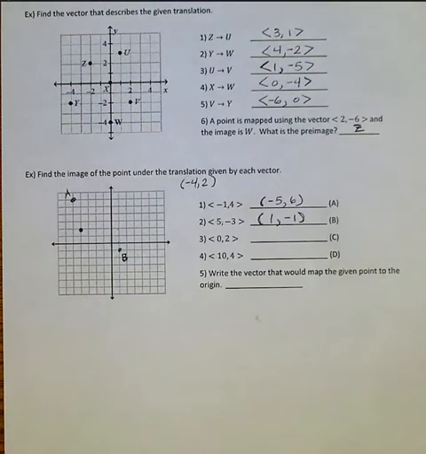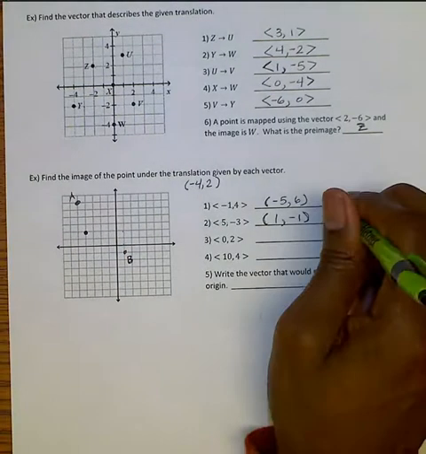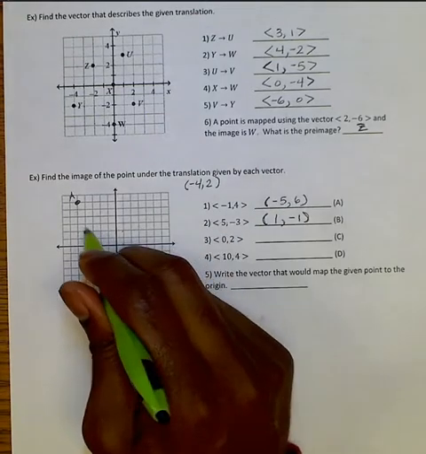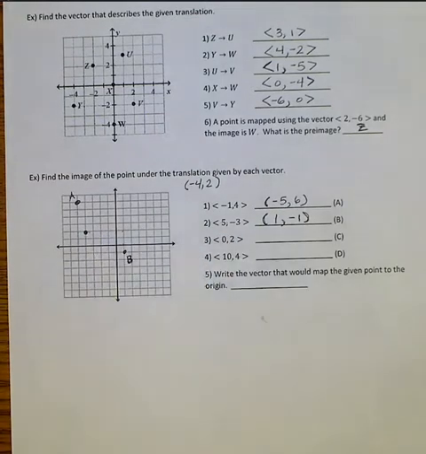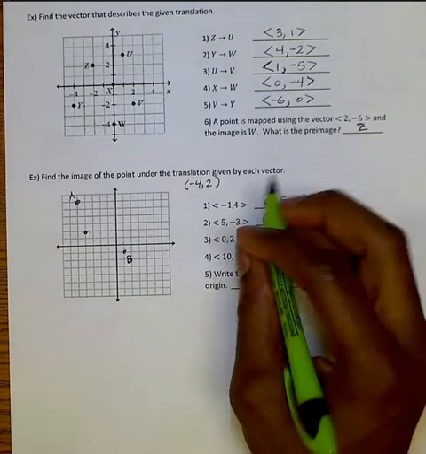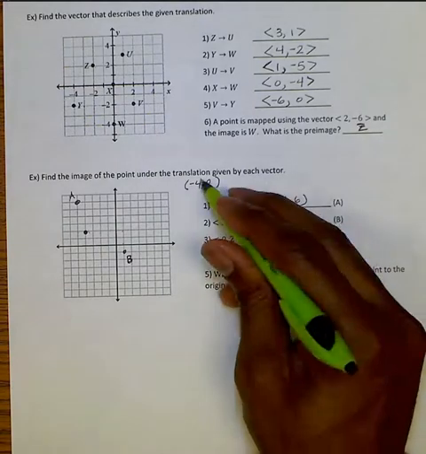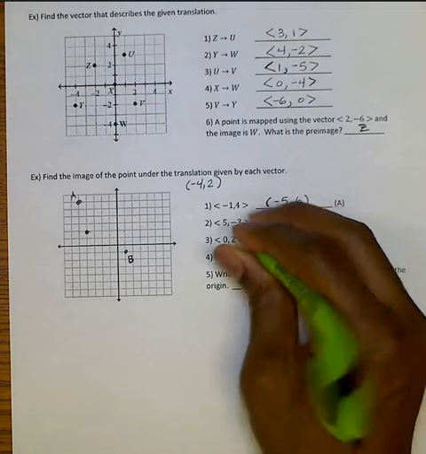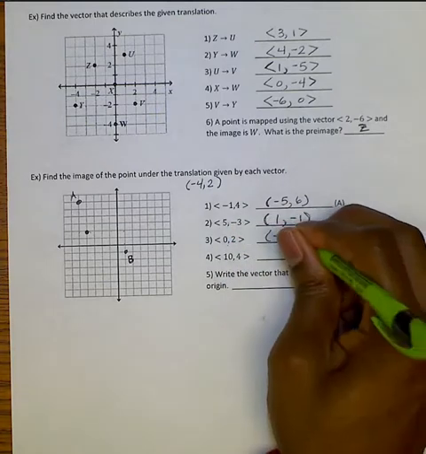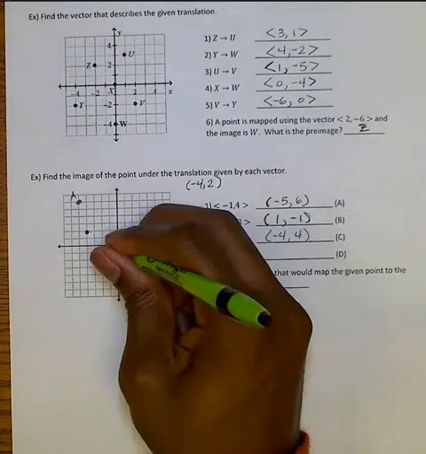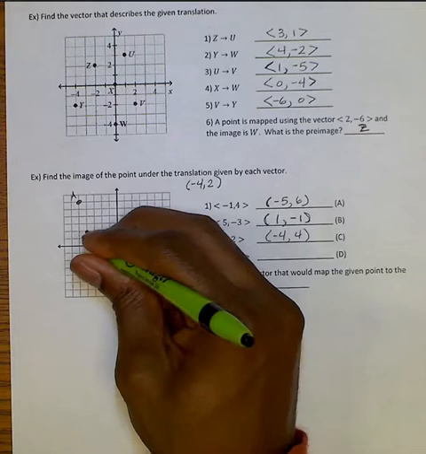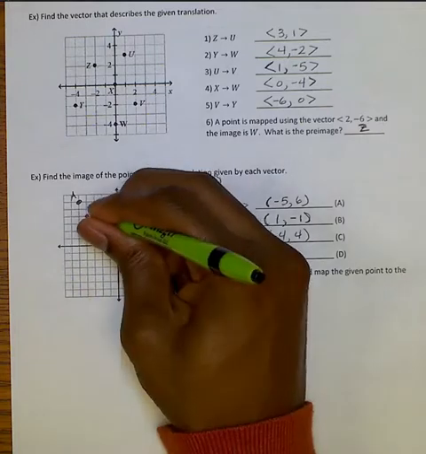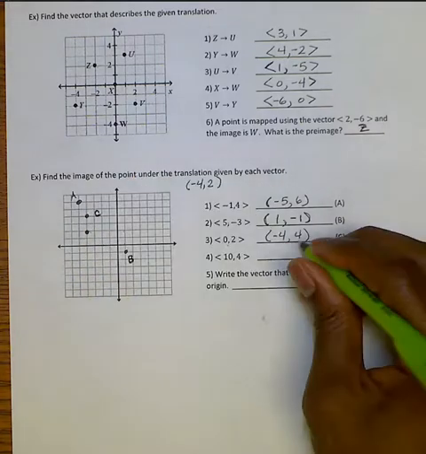Okay, and I'll label these as points A, B, C, D, but understand that these are primes of this original point. Okay, all right, so negative 4, 2, so negative 4 plus 0, negative 4. 2 plus 2 will be 4. So my next point will be at negative 4, 4. 1, 2, 3, 4, 1, 2, 3, 4. And that's point C.